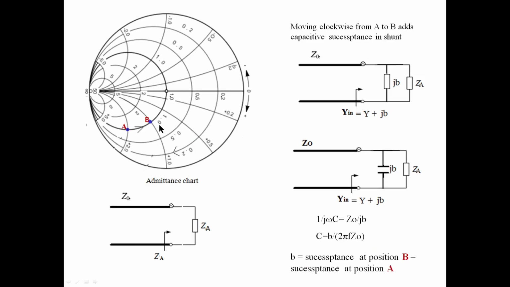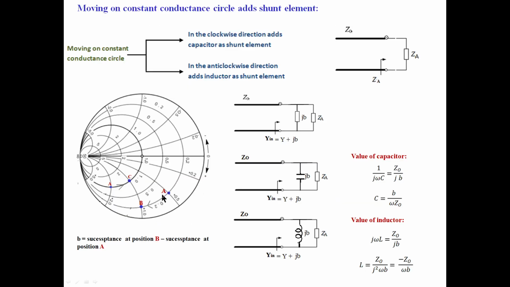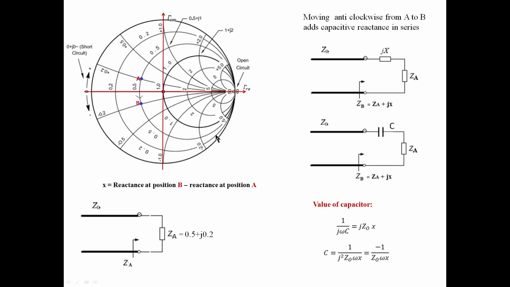Moving on the resistance circle. Sorry, where is it? Here. In the anti-clockwise direction, we add a series element like this. What is the value of this series element? That is a capacitor added. A series element, moving in the anti-clockwise direction, adds a series capacitor. What is the value of this?